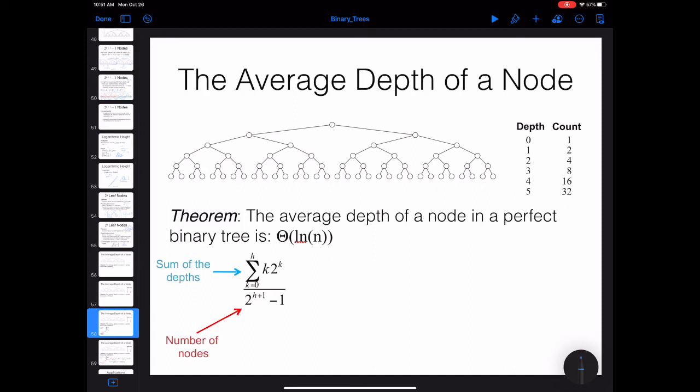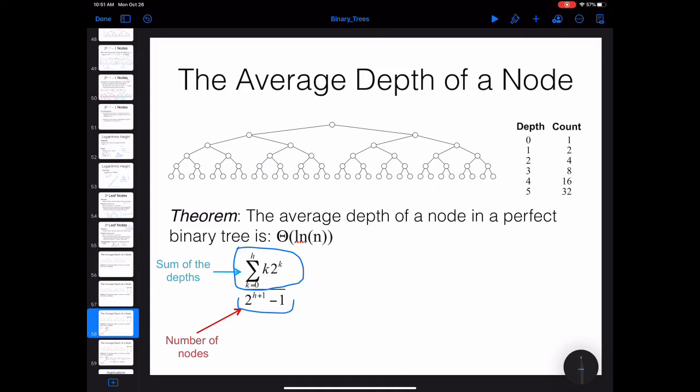I wrote it here with the index k instead of i. So this is the summation of depth of all the nodes. And then I need to divide it by the number of nodes so that it gives me the average depth. If I randomly pick a node from the perfect binary tree, what is going to be the average depth of that? So I need to divide that summation by the number of nodes.